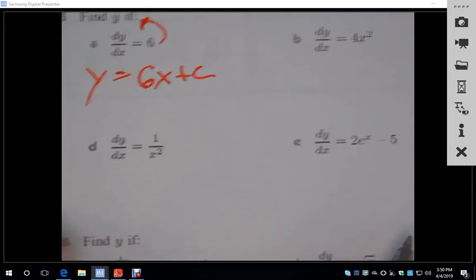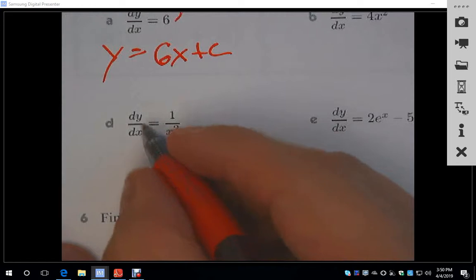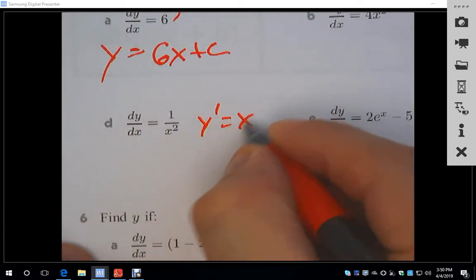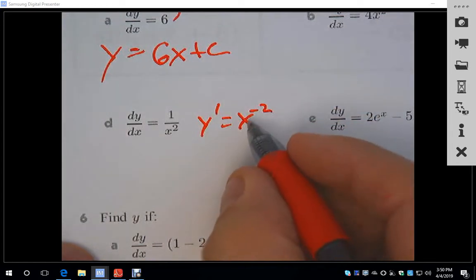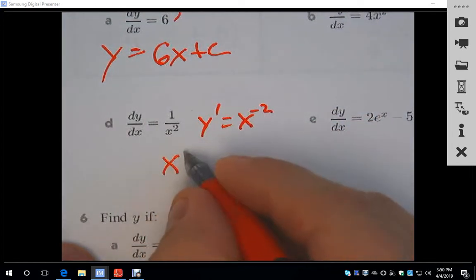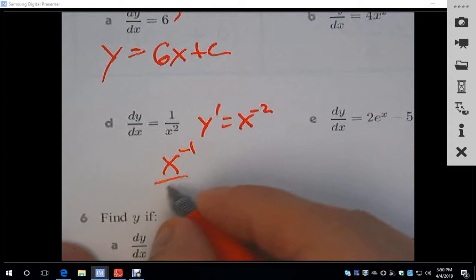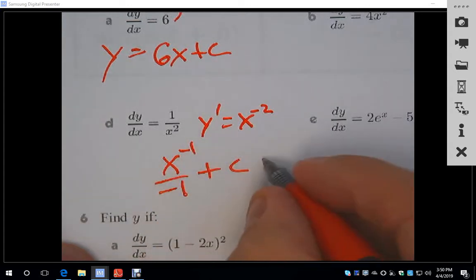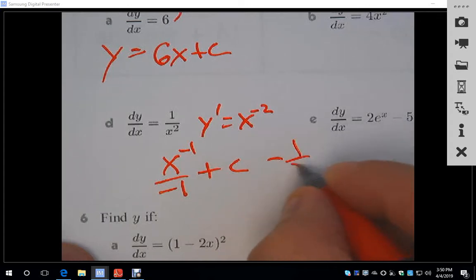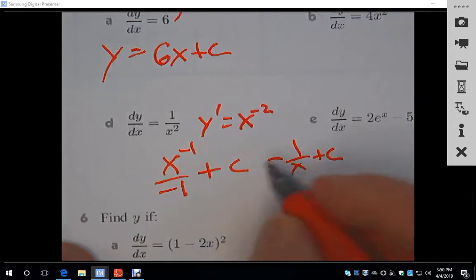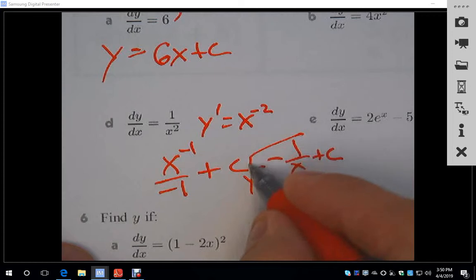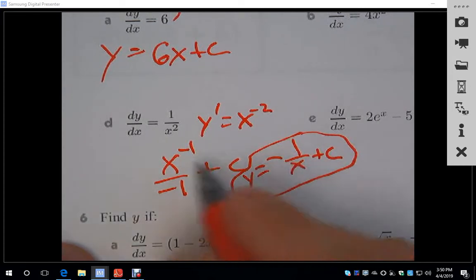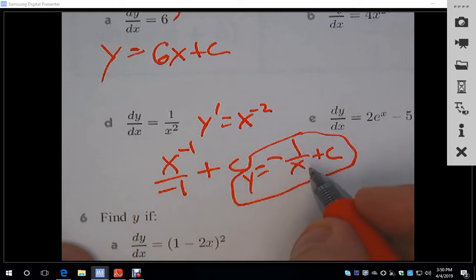Let's look at another one. I'm just going to rewrite this. My derivative function is just x to the power of negative 2. So I'm going to add 1 to my exponent. That's going to give me negative 1 over negative 1, and then plus c. We can clean this up a little bit to get negative 1 over x plus c. Sorry, that's my function. My function becomes negative 1 over x plus c.